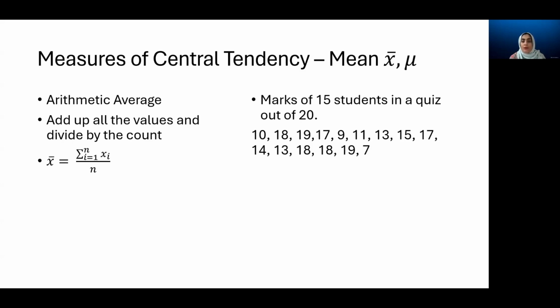If we have the marks of 15 students scored out of 20 given here, the mean is calculated by first calculating the sum of all of these values, which comes out to be 218.